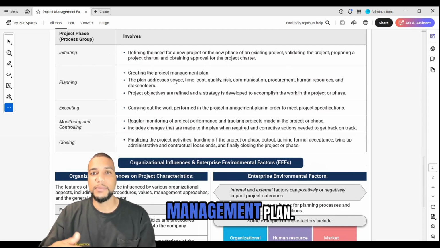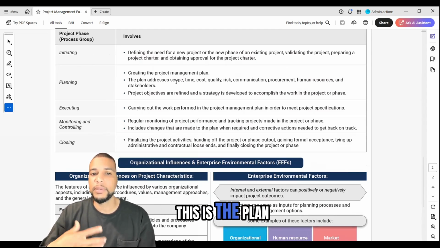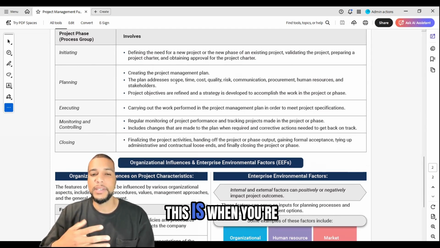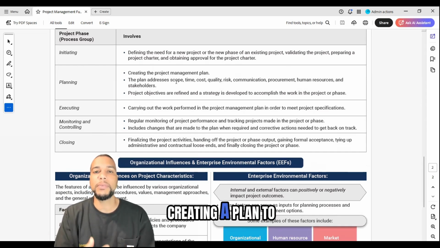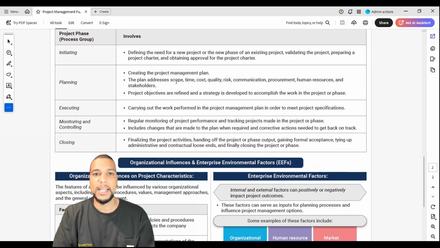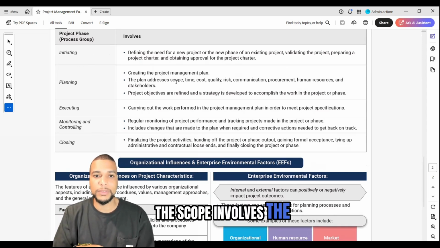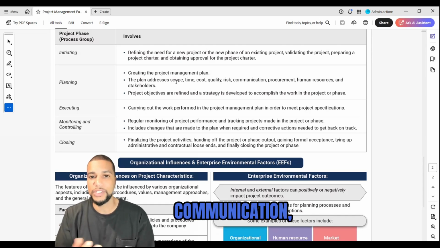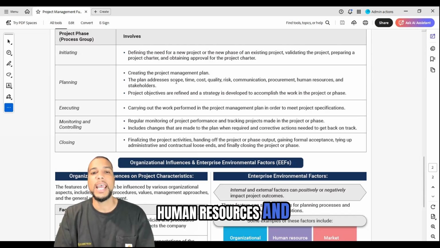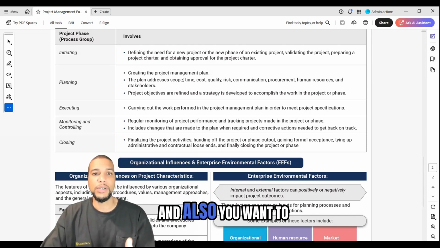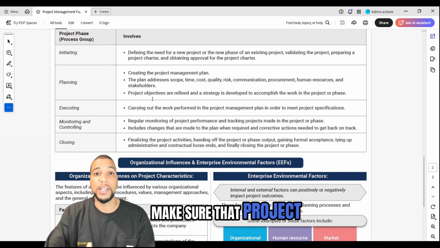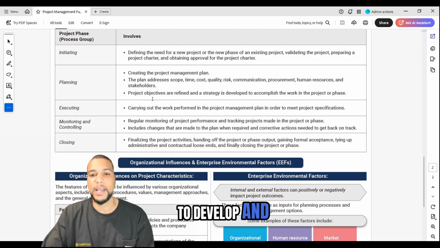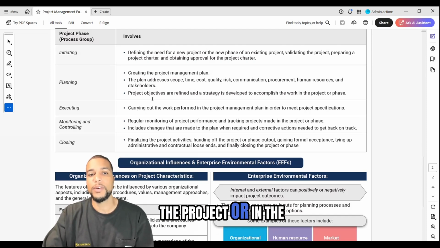Creating the project management plan. This is when you're in the planning phase. This is when you're creating a plan to address that scope. And the scope involves the time, cost, quality, risk, communication, procurement, human resources, and stakeholders. And also you want to make sure that project objectives are refined and you have a strategy to develop and accomplish the work in the project or in the phase.